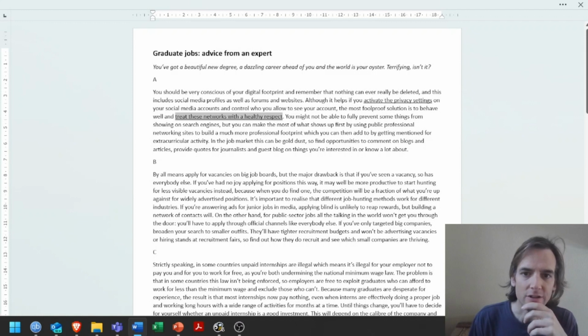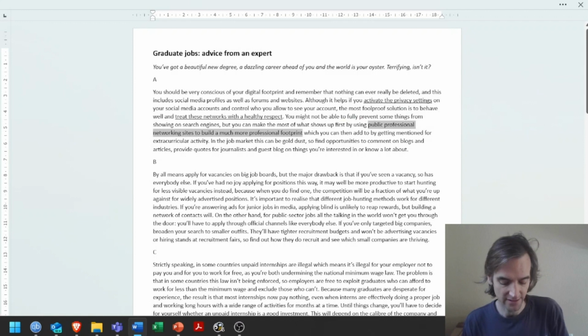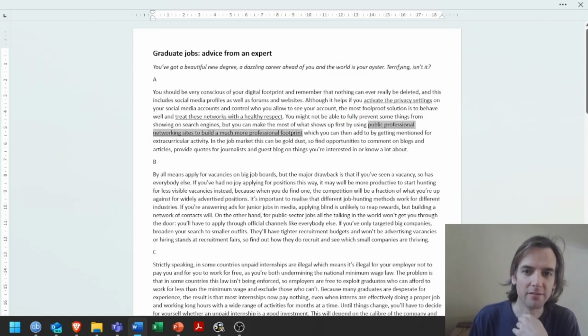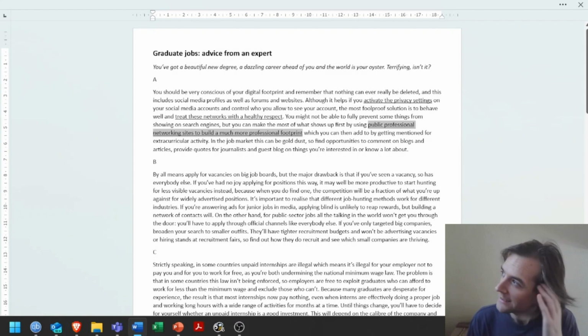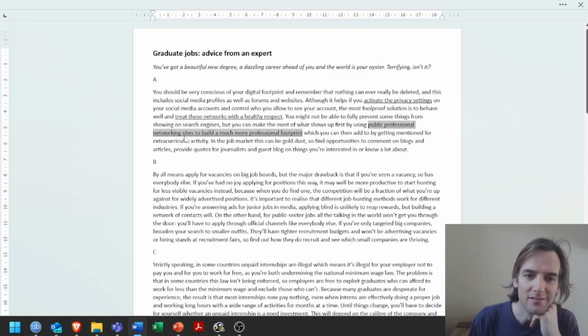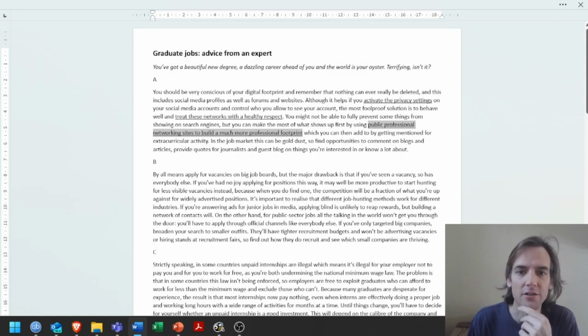You can make the most of what shows up first by using public professional networking sites to build a more professional footprint. Okay, this idea I quite like as well. The idea that you can use these websites to build a more professional footprint. This I can imagine saying, you can get a job by acting in a more corporate manner on social media, again, on Facebook and Instagram, on connecting people websites, those kind of words. That's not a word, but you get the idea. Which you can then add to by getting mentioned for extra activity.